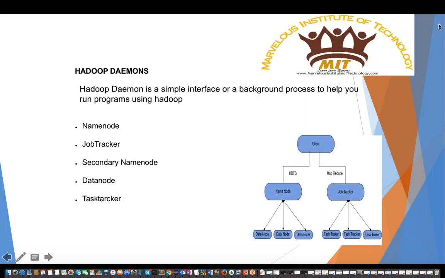So, when the name node restarts, what will happen? What's the process it's running? So let's assume we don't have a secondary name node. We didn't configure it.